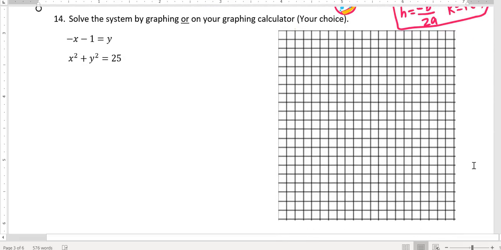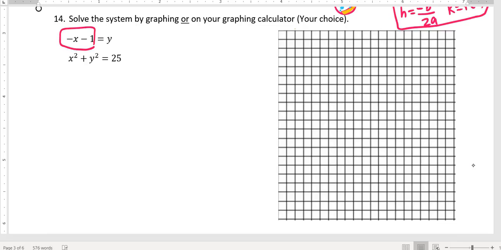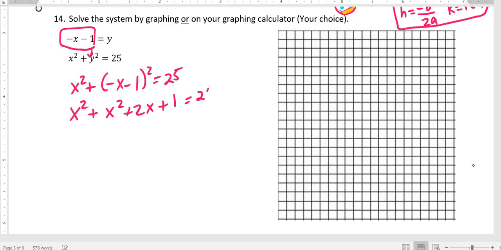Number 14, solve the system by graphing on your graphing calculator or by hand. Your choice. Or you can solve this with substitution. I'm going to do it both ways. So first of all, substitution. Since y is equal to this, my y. So x squared plus negative x minus 1 squared is equal to 5. This is using substitution. Just expand that out. 2x squared plus 2x plus 1 is equal to 25.